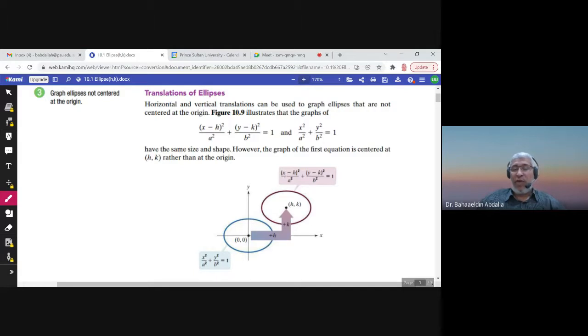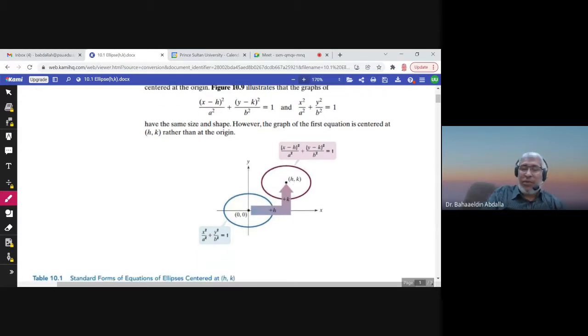And since we are writing x minus h square, we will translate the old ellipse h units to the right, k units up if h and k are positive numbers. So h units to the right, k units up. This means we are adding h to each x coordinate and k to each y coordinate. So the new coordinate is 0 plus h and 0 plus k.